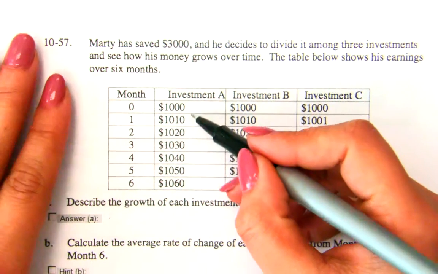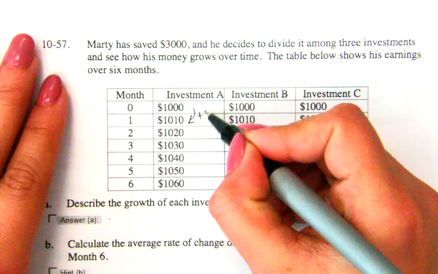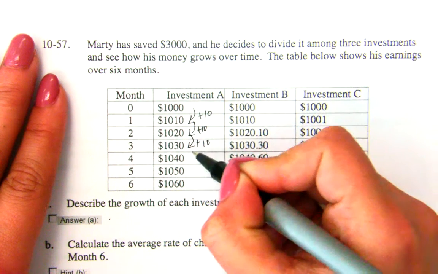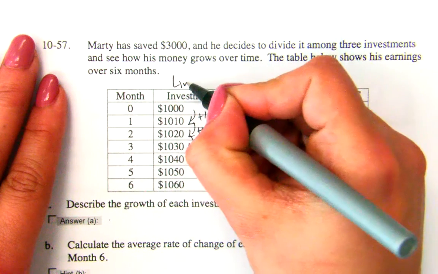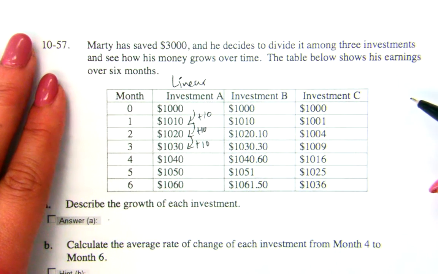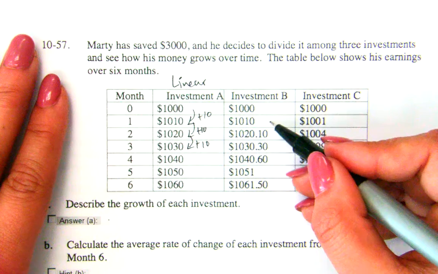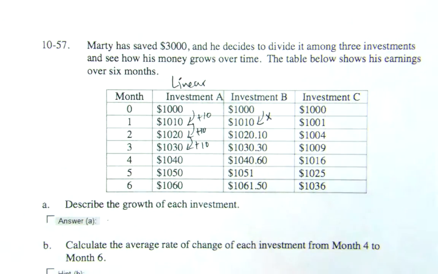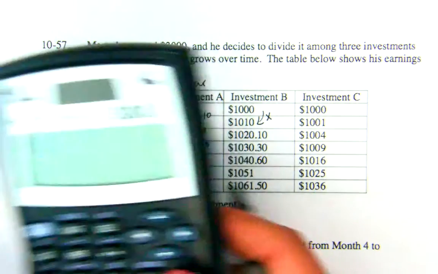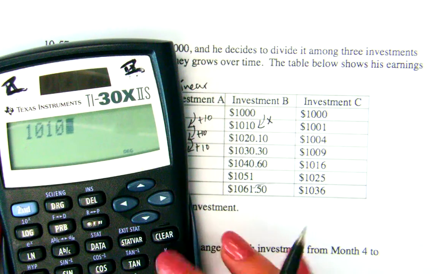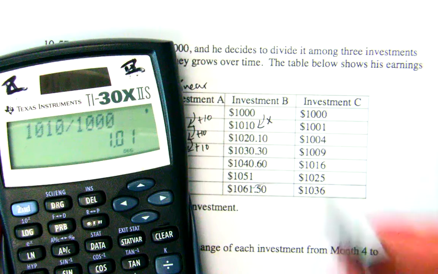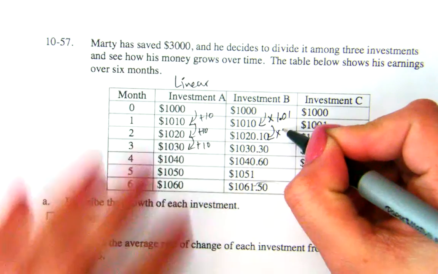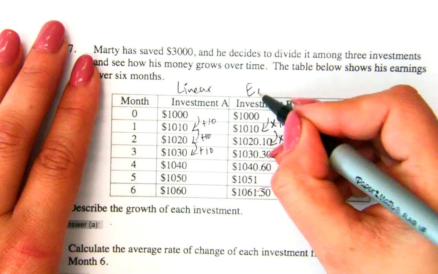Description. Okay. Well, this is probably going to be your linear because it looks like you're adding 10 every time. Plus 10, plus 10, plus 10, plus 10. Okay, so this is your linear one. This looks like it's exponential, and you're multiplying by, I'm going to guess 1.1. See, 10 divided by 1,000? Yep, 1.01. Oh, I was off by, okay. So it looks like you're multiplying each time by 1.01, so this is your exponential.